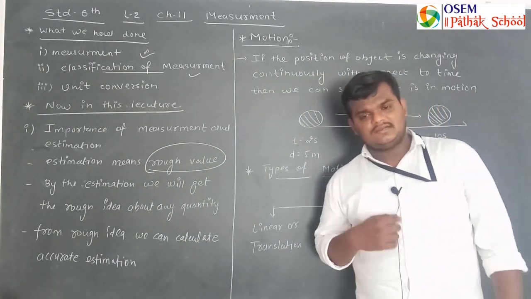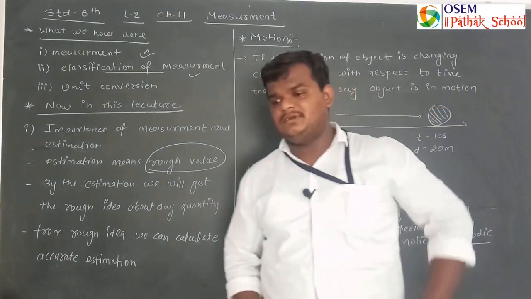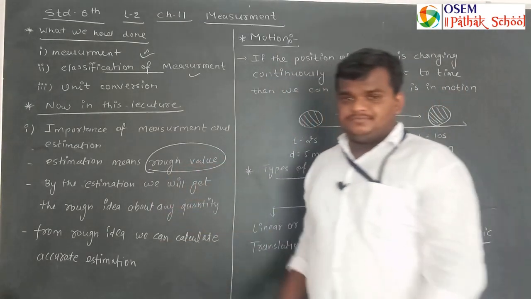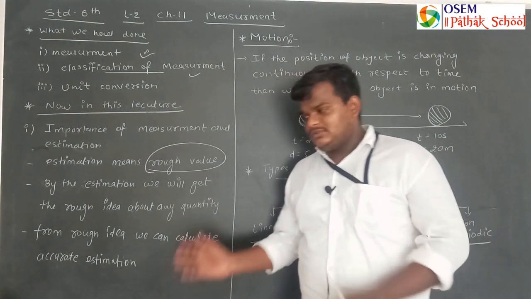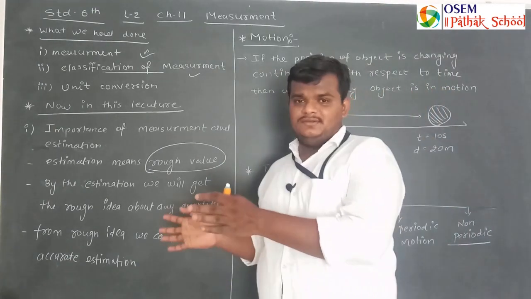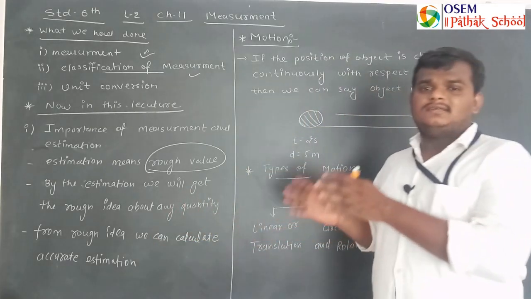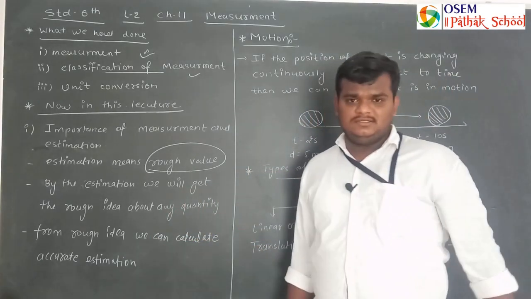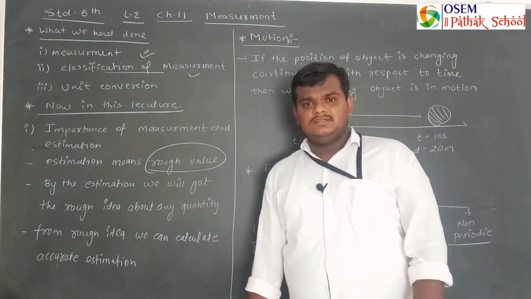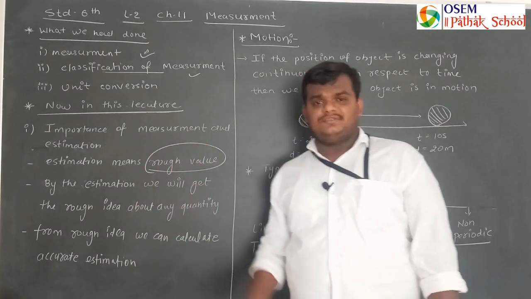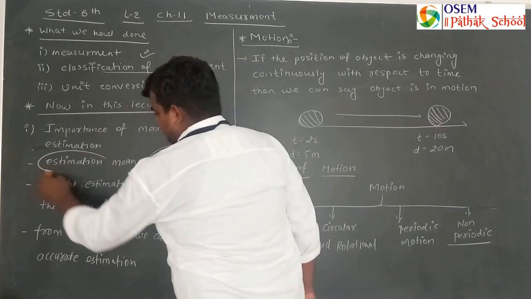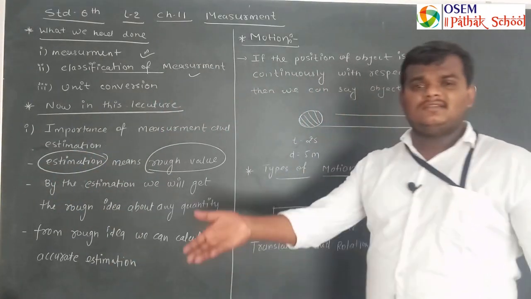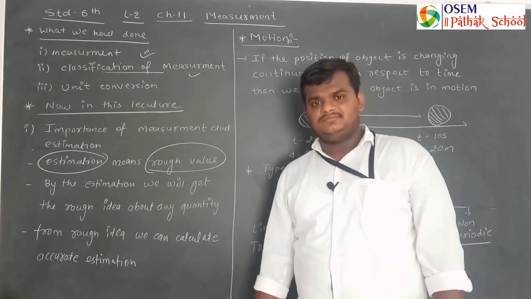किसी भी चीज़ का अगर रफ वैल्यू आप निकालते हो, suppose यहाँ पे मैंने कोई object put किया and मैंने आपसे पूछा what is the mass of this object. So approximately without measuring it you can say that is 5 kg or 4 kg. So this is the estimation. This word is known as estimation, means we are deciding the rough value of that quantity.